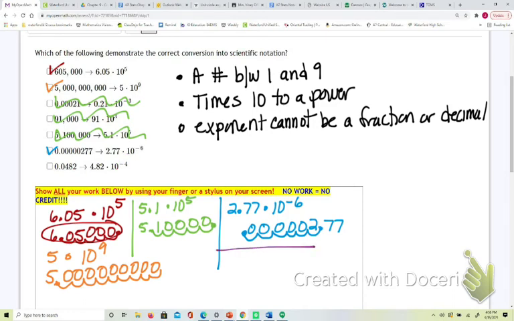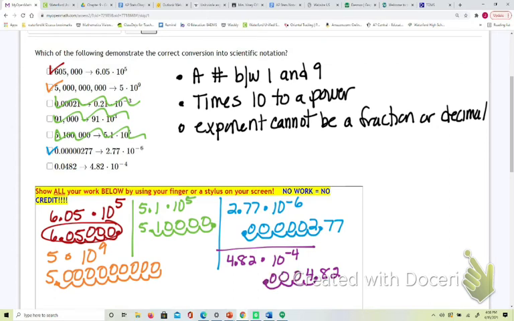So 4.82 times 10 to the -4. Okay, I remember if it's negative, I got to move it left. So I'm going to go off to the right. 4.82. I'm going to move it 4 times. 1, 2, 3, 4.